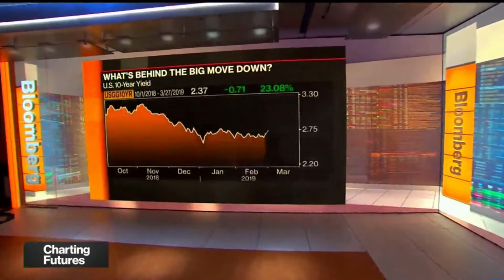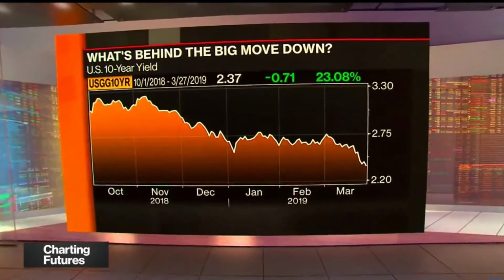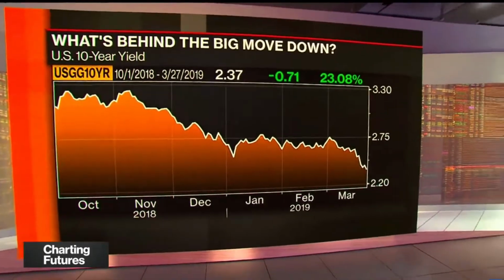For charting futures today, we are going to take a look at yields, and we're also going to take a look at the influence of falling yields on other asset classes, including gold futures. But first, let's take a look at that 10-year yield over the last 6 months, because this is really pretty stunning. Take a look at that, down 71 basis points. And everybody's wondering what's the big cause here.